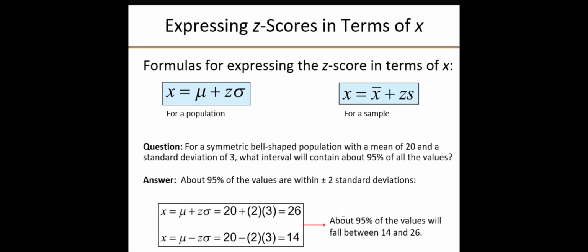So coming back to this question, I want to embrace 95% of the values within plus or minus 2 standard deviations, okay? And that is because z-scores from -2 to 2 embrace 95% according to the empirical rule. So what we do here is start with the mean minus the z-score times the standard deviation. We have 2 times 3 in this case, and that gives us 14, and the mean plus 2 times 3 gives us 26. So the upper limit would be 26, the lower limit would be 14, right?